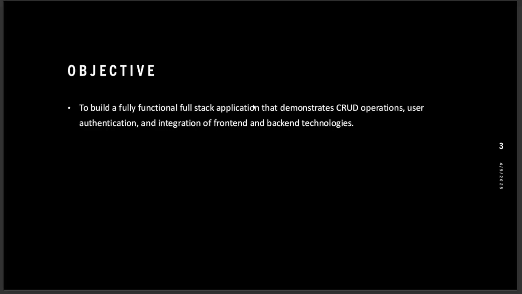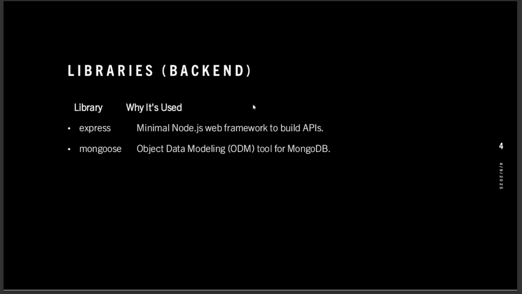Our main goal was to cover all the aspects of a full stack app: front end, back end, database, and user authentication. We wanted to go beyond theory and really get our hands dirty with how a real world application is built from scratch using CRUD operations. For the backend, we use Express because it's lightweight and perfect for building REST APIs. And since we are using MongoDB, Mongoose helps us define schemas and interact with the database in a more structured way.